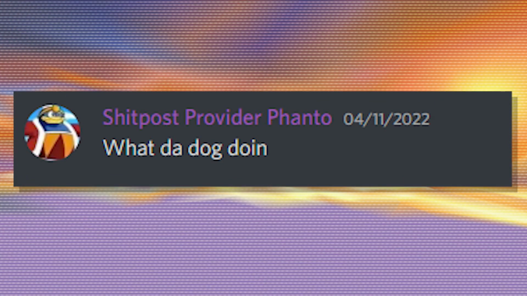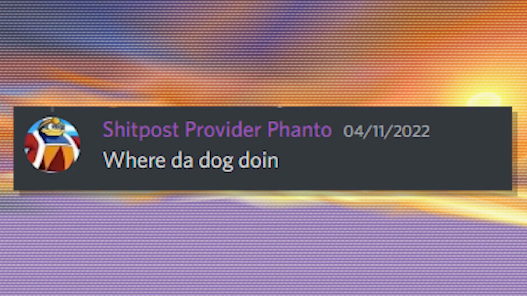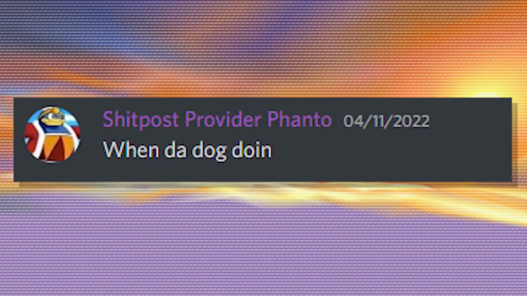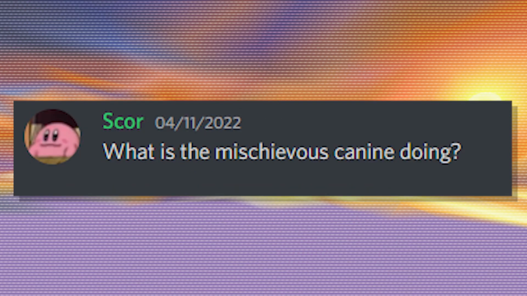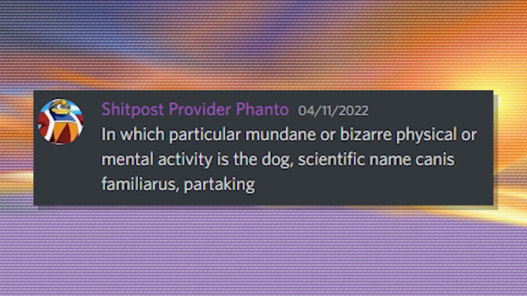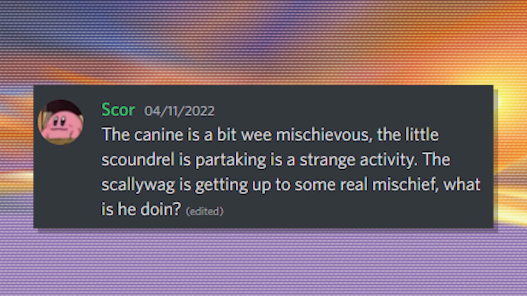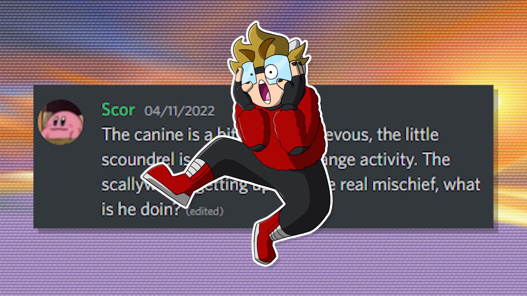What the dog doing? How the dog doing? Where the dog doing? Who the dog doing? When the dog doing? Why the dog doing? Can the dog doing? Should the dog doing? What is the mischievous canine doing? Which particular mundane or bizarre physical or mental activity is the canine dog, scientific name Canis familiaris, partaking in? Getting a fucking breath mint.